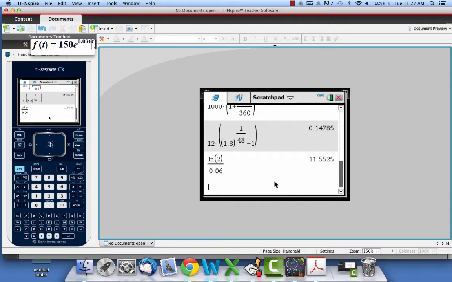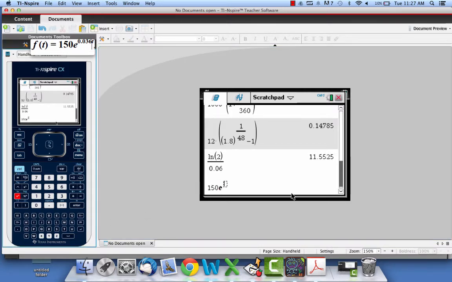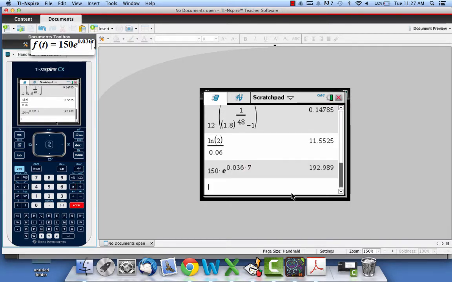So 150 times e to the power of 0.036 times 7, I think it said 7 days. 193. We don't want to give a partial bacteria, so we should round to the nearest whole number, so 193.